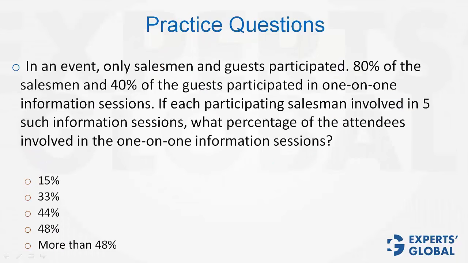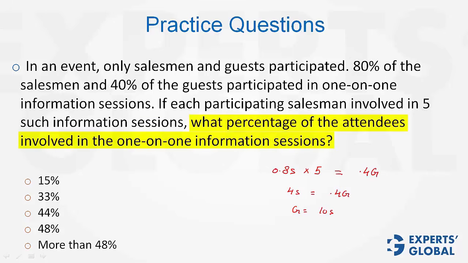Look at this one. These are the answer choices. 80% of the salesmen. So 0.8s, and each salesman is involved in 5 such sessions. So practically, it is 0.8s working 5 times each. Therefore, it becomes 0.8s times 5. And this figure has to be equal to 40% of the guests, 0.4g. This will give us relationship between S and G. 4s equals 0.4g. Therefore, we can say that G equals 10s.